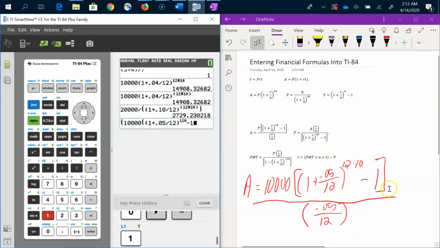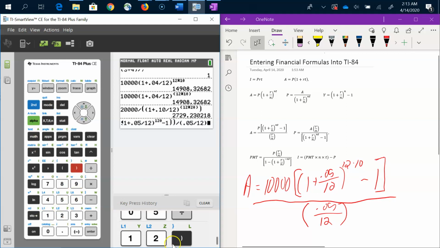and then parentheses over here on the right, but I want to pair this up. There's one parenthesis I had at the very beginning on the left hand side of 10,000, so I need one more, and again you could count. There's 1, 2, 3, 4, 5, 6. Okay, now divide by, that's the fraction bar, parentheses, 0.05 divided by 12, and close parentheses.